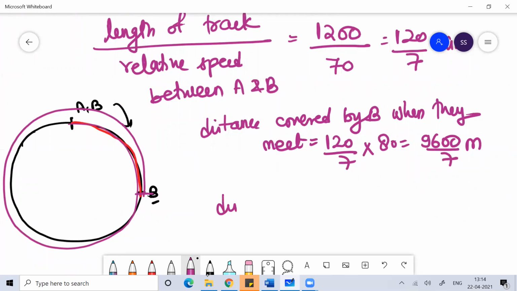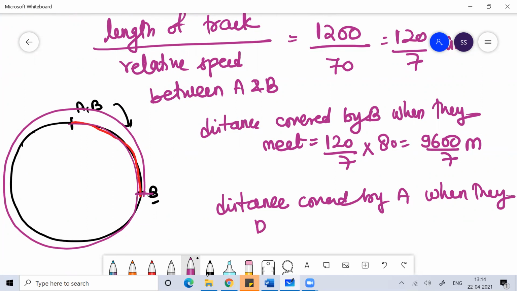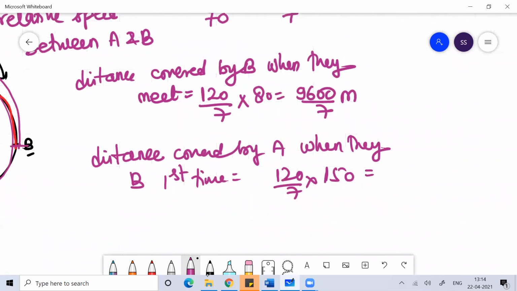So you can find the distance covered by A when they meet the first time. What is the distance covered? Time is 120 by 7, and speed is 150, right? 12 into 15 is 180, and then 2 more zeros, divided by 7.